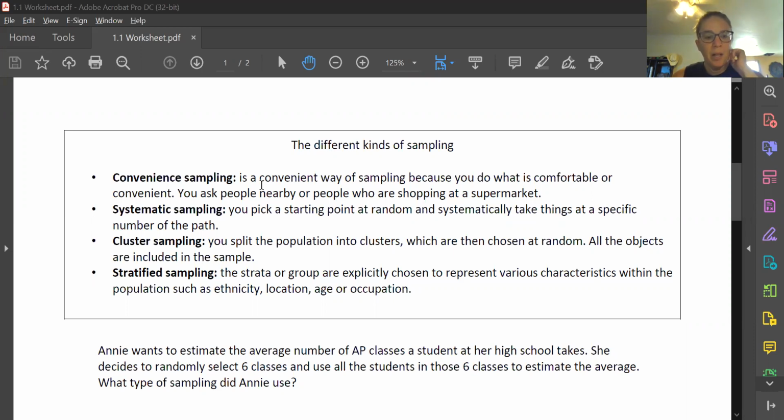The next 3 are, all right, so systematic. It says you pick a starting point at random and systematically take things at a specific number. Okay, so we're at the football stadium again. There's 40,000 people at this game. We are not going to ask all 40,000 people. So one thing we could do is we, as like a group of people, could stand at every gate, and you have 2 partners.